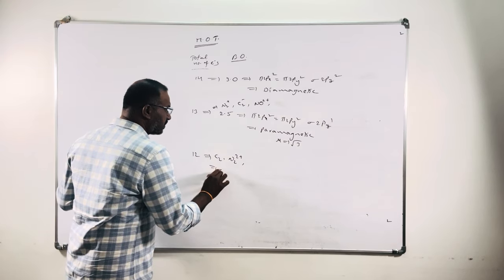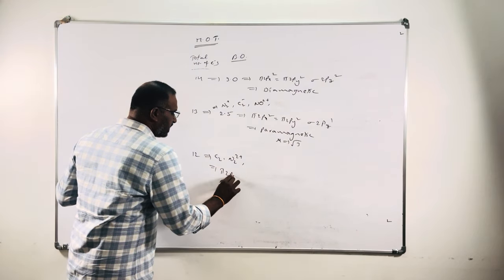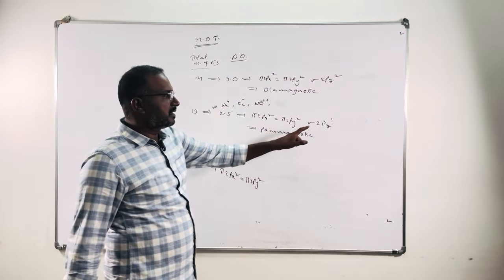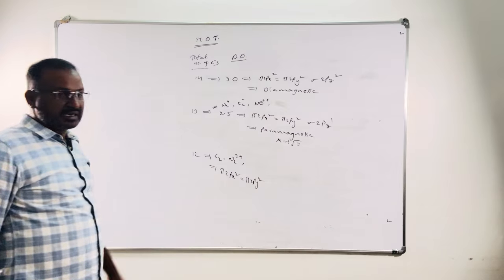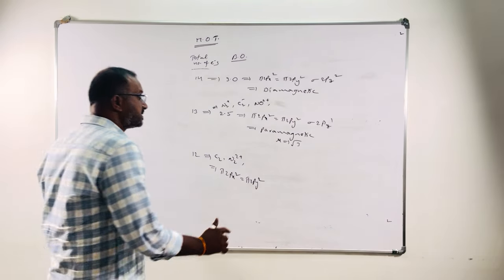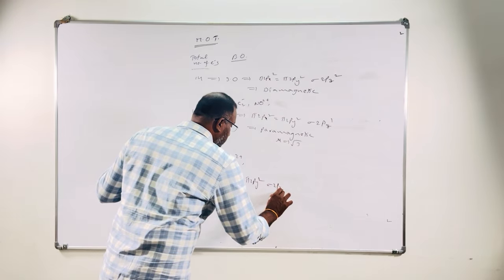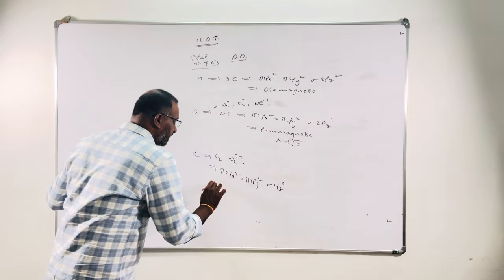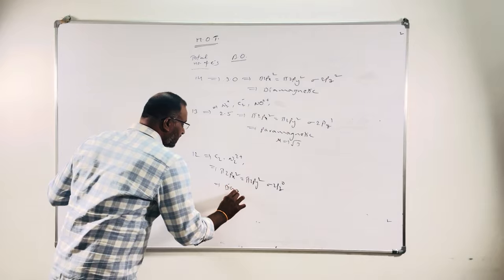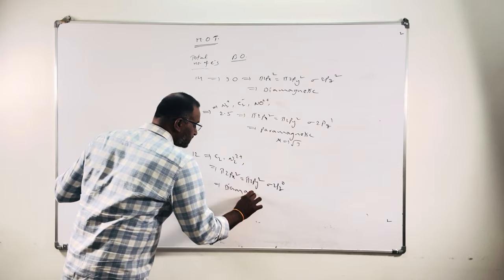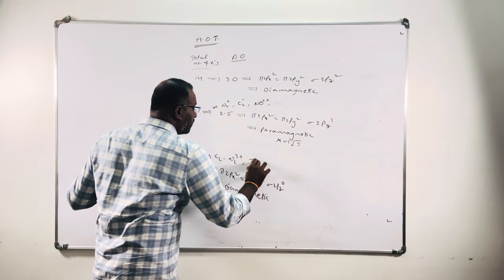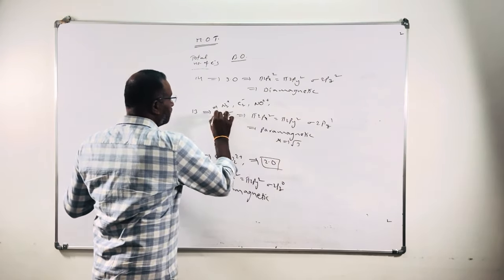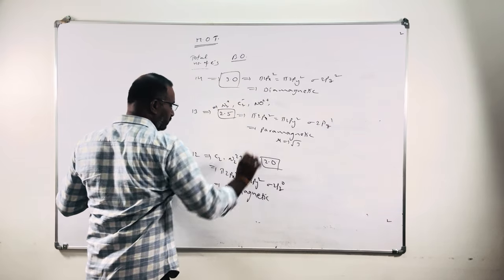In this case, last configuration is pi 2px2 equal to pi 2py2. No electron in sigma 2pz, as there are 12 electrons. Sigma 2pz is 0. So here all electrons are paired, so that's why it is diamagnetic. It is diamagnetic, and bond order in this case is 2.0.